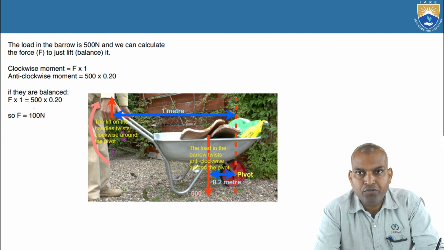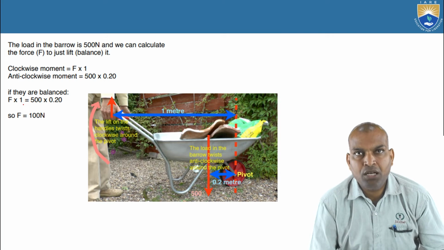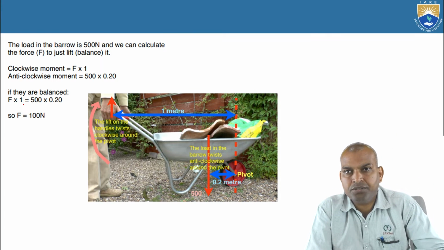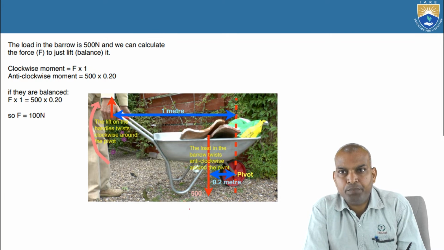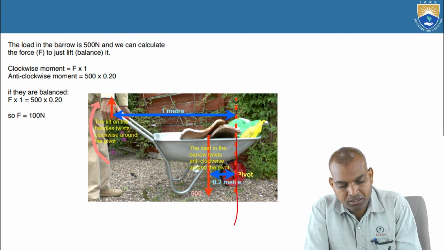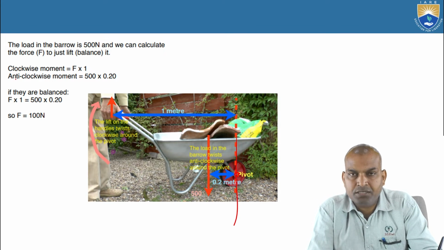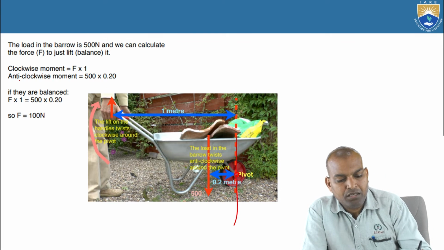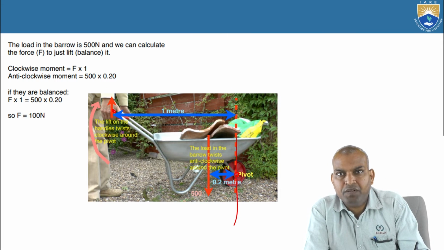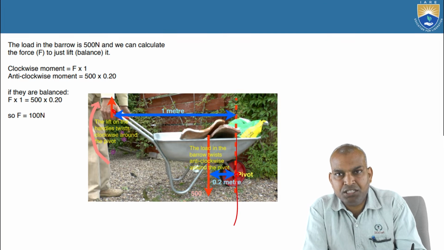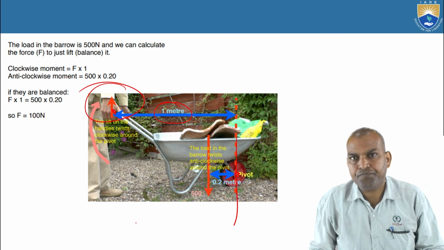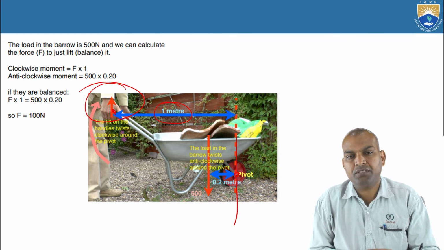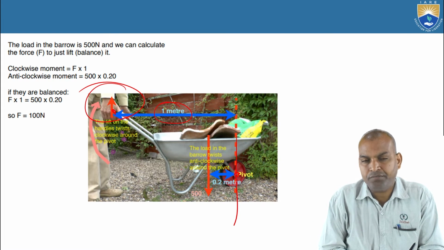Here we can see the clockwise moments and anti-clockwise moments, so the unknown force can be calculated. This is the example. The load in the bottom is 500 newtons, which is acting at a distance of 0.2 meters from the pivot point. The point where you are applying F, where the hands are carrying, is at a distance of 1 meter. How much force is required to lift the load in the barrow?